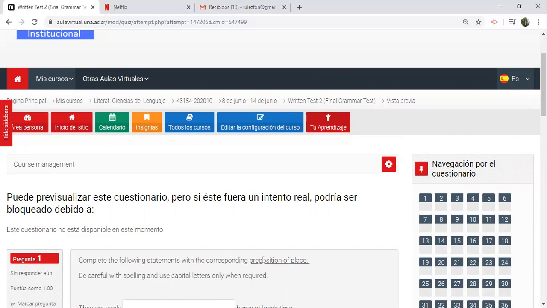And here it says what the topic is. Each sentence or each question has the topic in it. And here you also have some instructions. For example, in this case, be careful with spelling. If you have spelling mistakes, the answer is going to be incorrect. Use capital letters only when required, okay? So if you are completing a sentence and you are adding a word in the middle of the sentence, you don't need a capital letter, right?